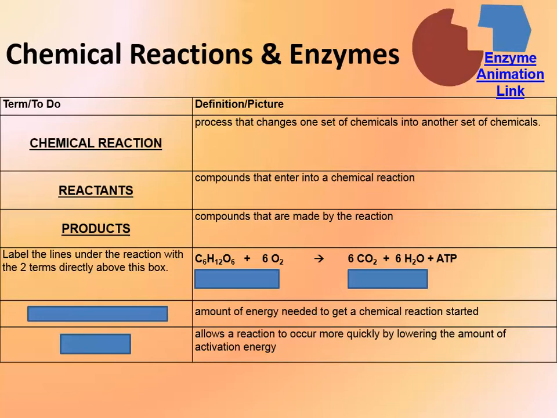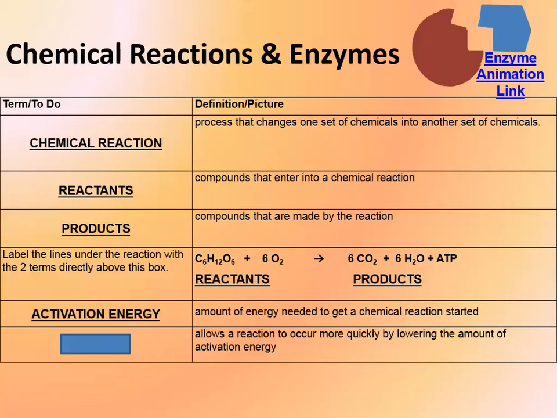So if I was to label this chemical equation, which you should recognize as cellular respiration, I would label the glucose and the oxygen reactants, right? They're on the left side, they're what go into the chemical reaction. And then the carbon dioxide, the water, and the ATP, those are all products of the reaction. Right? And then here's a new term that we probably haven't heard before, activation energy.